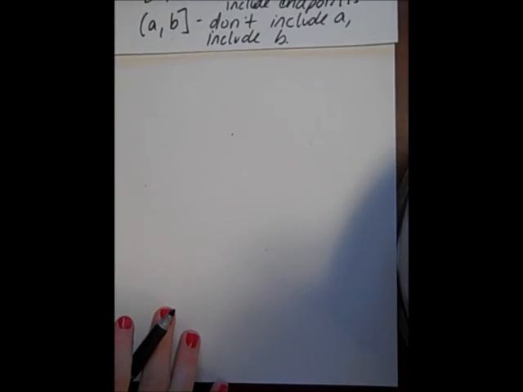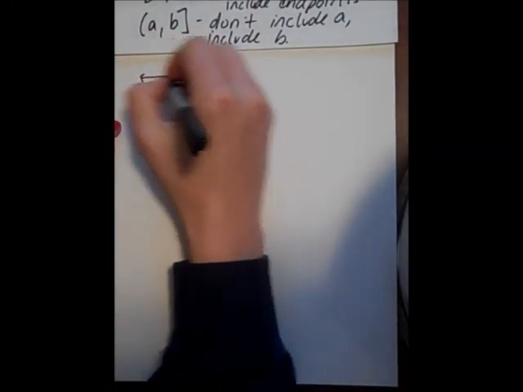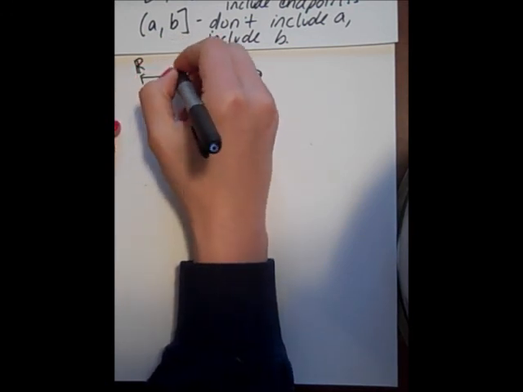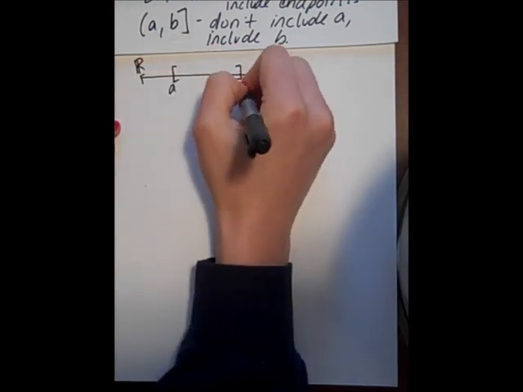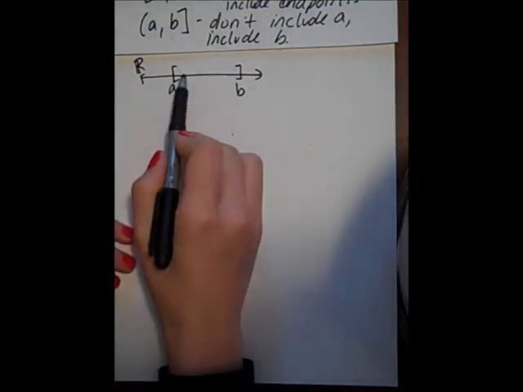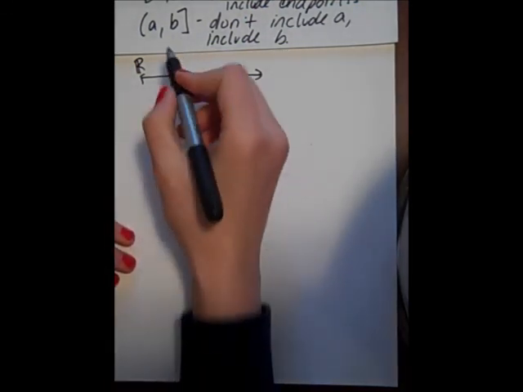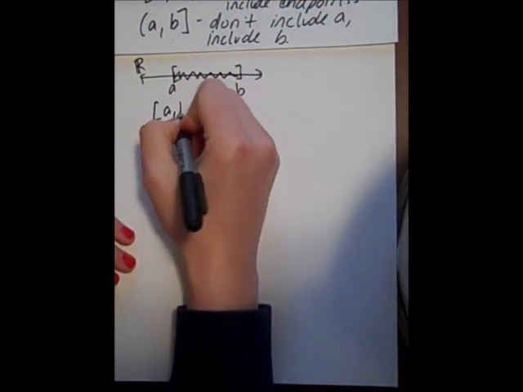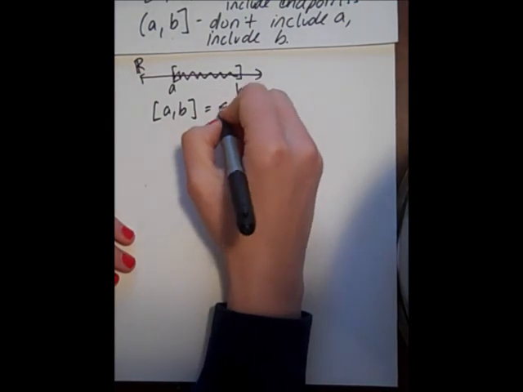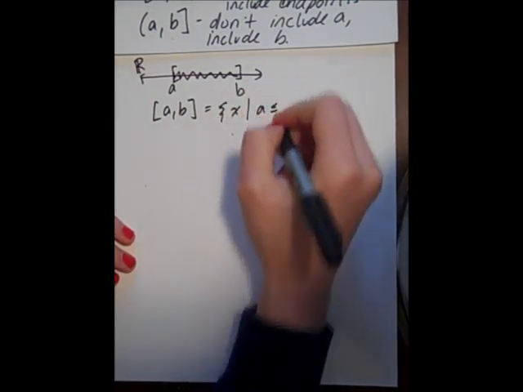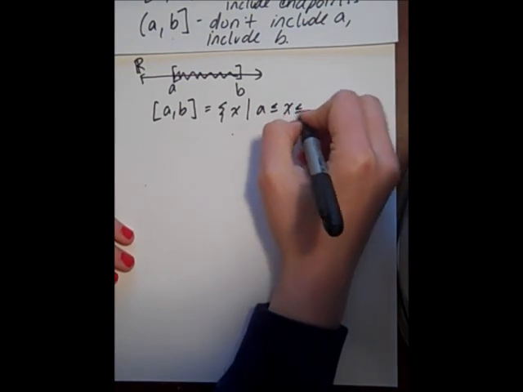So how do you actually write this? Let's say I'm looking at this picture, I have my real number line here, and I have my A and B. The interval from A to B means every number between those two values. That's what the interval means. So the interval from A to B is the set of all x such that x is between and including the two endpoints, A to B.